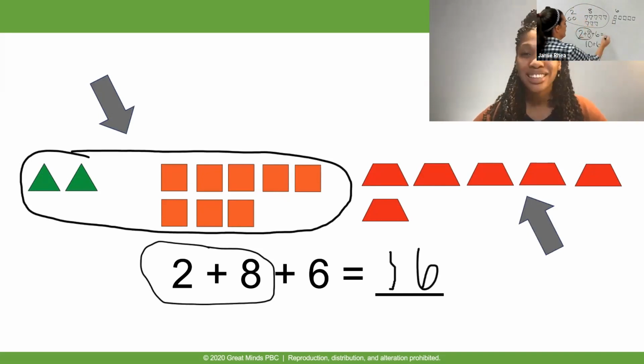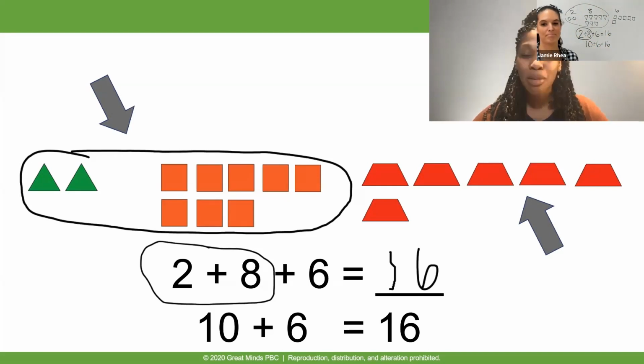Yes, it equals 16. Using your personal whiteboard, I want you to write a new number sentence starting with 10 that shows how we solved our problem. Go ahead. 2 plus 8 makes 10, plus 6 more, we said equals 16. Did you write 10 plus 6 equals 16? Yes, we did. Give yourself a pat for that.